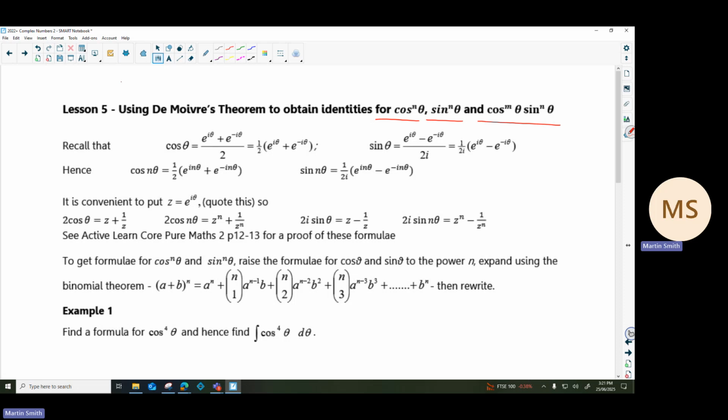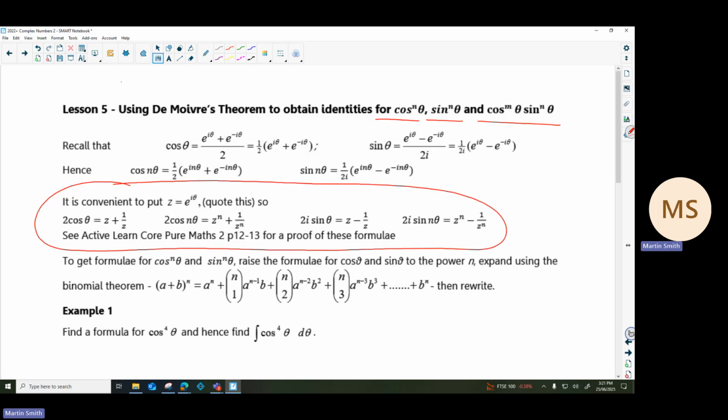Now, in order to do this, we're going to use a certain bit of background knowledge, which I'm going to highlight here. It's a method for writing cos theta or cos n theta or sine theta or sine n theta in terms of z, where z is e to the i theta. Now, this is going to be what we're going to need for today's lesson.